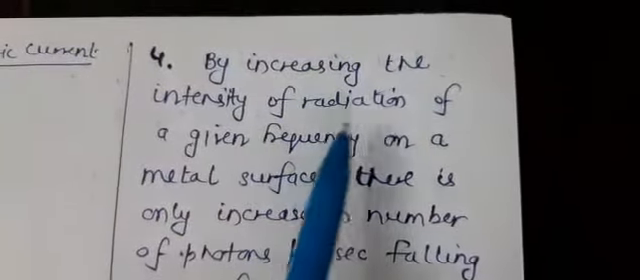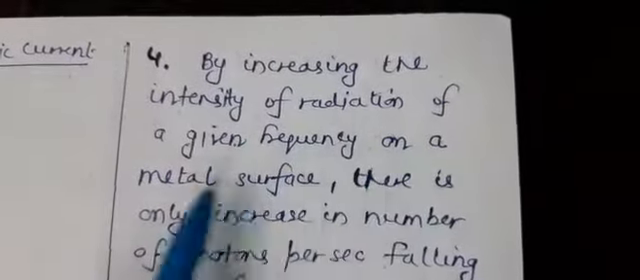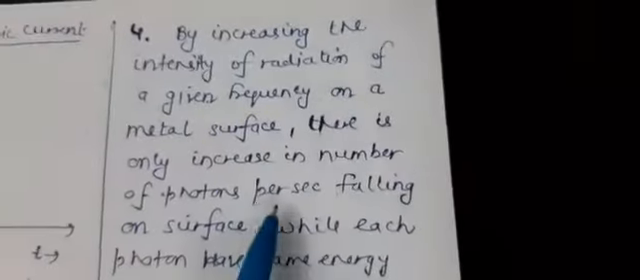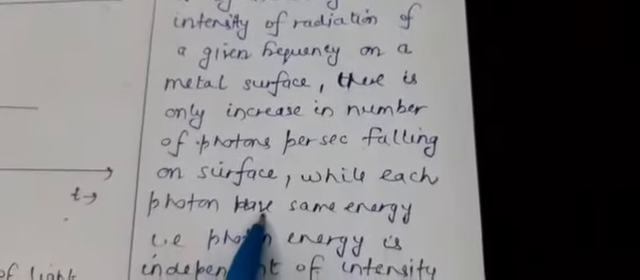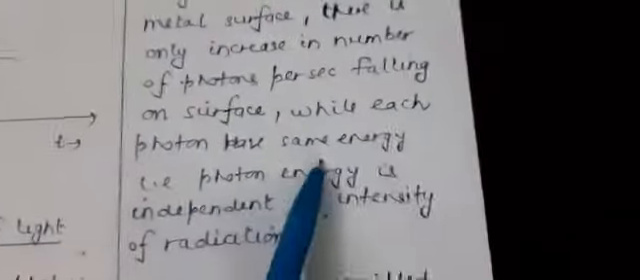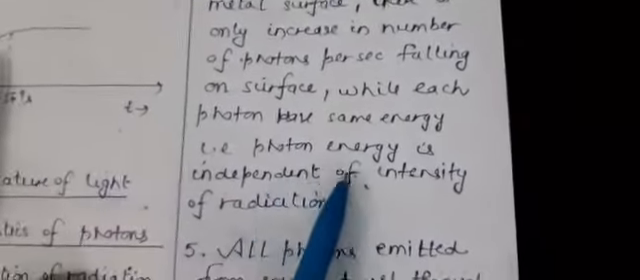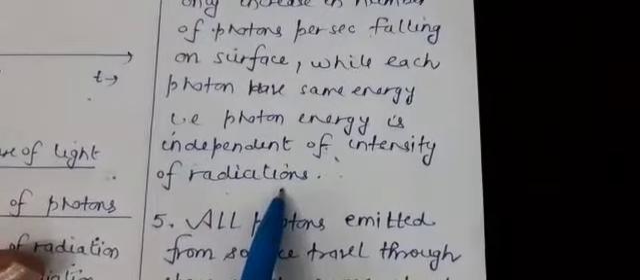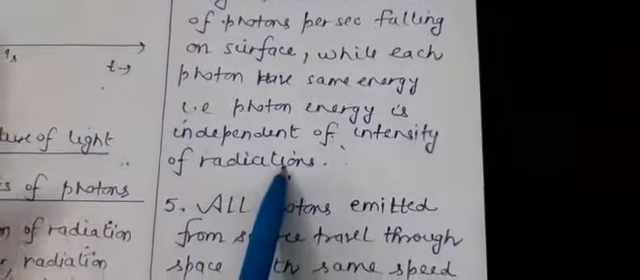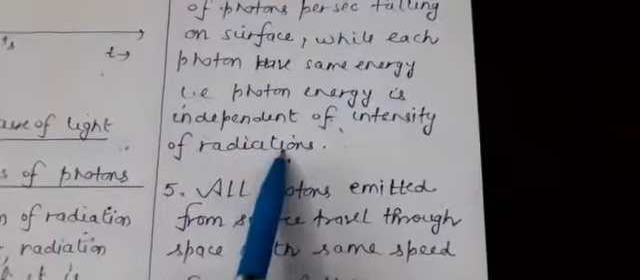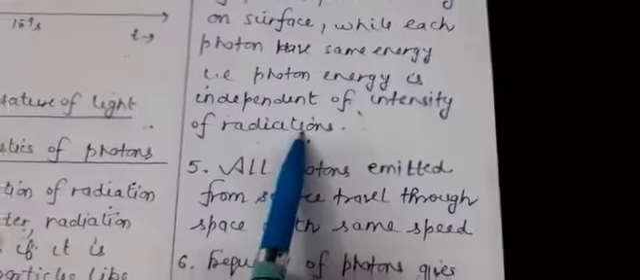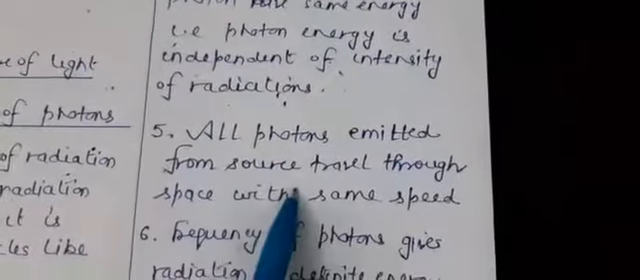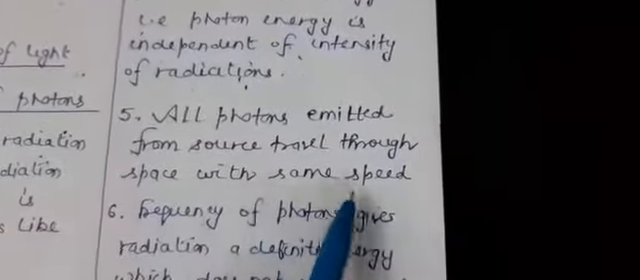Now by increasing the intensity of radiation of given frequency on a metal surface, there is only an increase in the number of photons incident on the surface, while each photon has the same energy. That is, photon energy is independent of intensity of radiation. देखिए ये कॉमन पॉइंट है जो हम बार बार यूज़ कर रहे हैं कि energy of the photon is independent of intensity. All the photons emitted from the surface travel through space with the same speed.